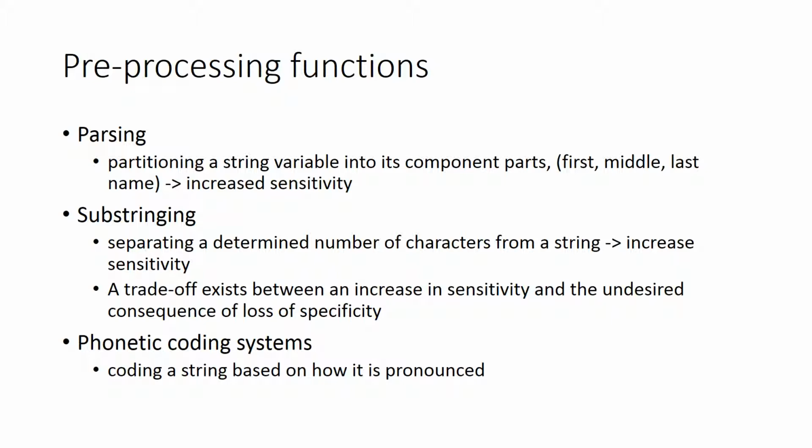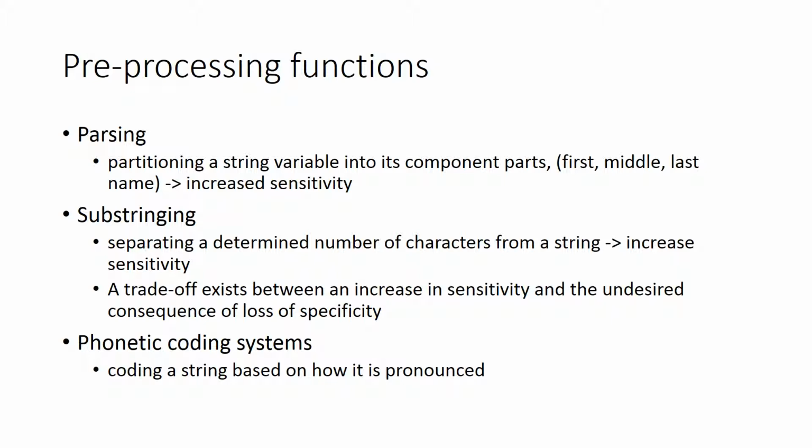So what type of functions do you have to improve record linkage? Well, one thing you could do is parsing, which is partitioning a variable's string into its component parts. For example, if you have a variable which includes first, middle, and last name, you can split that up into three different columns, one containing only the first name, one the middle name, and the last one just the last name. Using these separately in your deterministic linkage will increase the sensitivity of your linkage process.